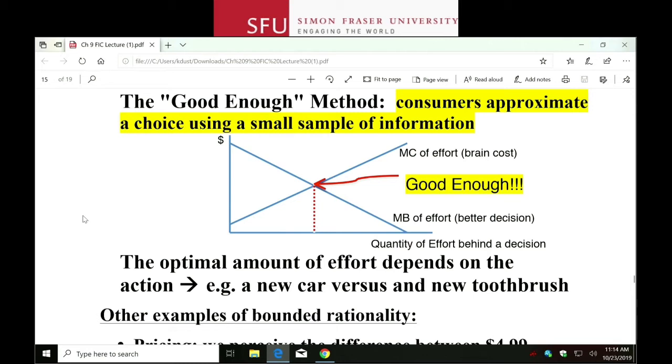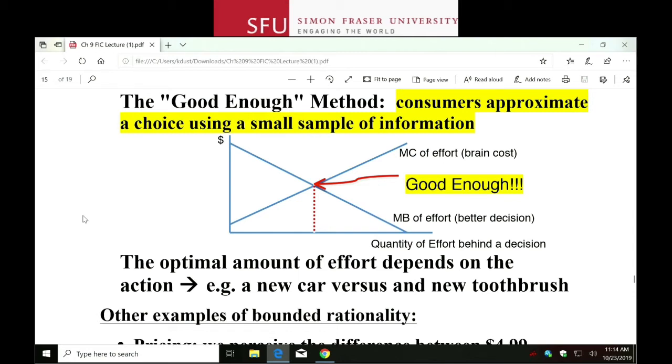Okay, so consumers approximate a choice using a small sample of information. We don't do all the research necessary. And so you can think about that in terms of marginal analysis. When you are making a decision, you have to decide how much time and effort to put into that decision. Time and effort put into the decision is costly. And there's a marginal benefit to it, though.